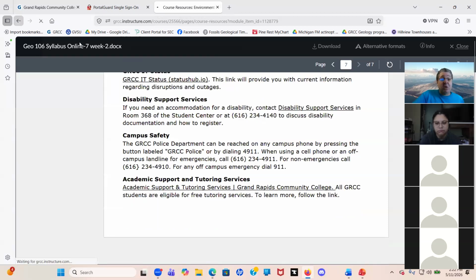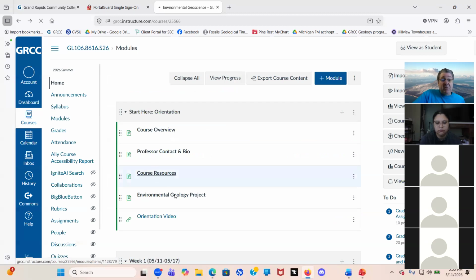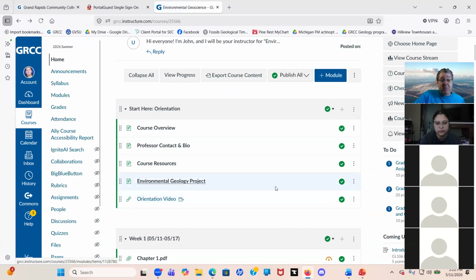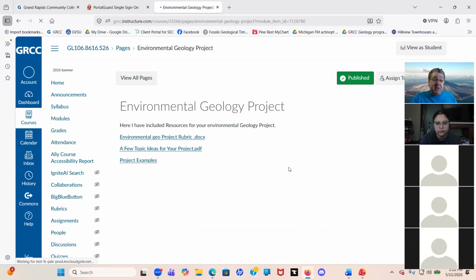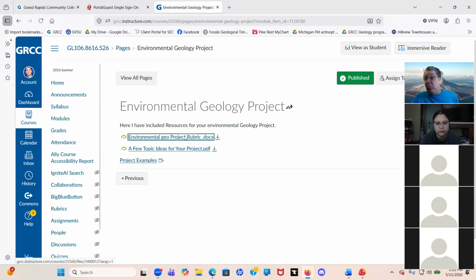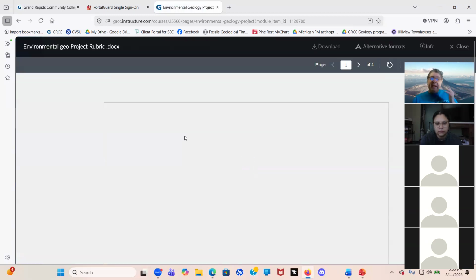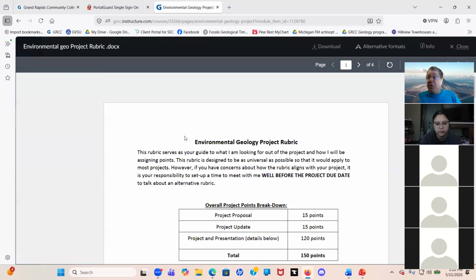All right. So, other than that, we also have information on the environmental geology project posted here as well. Here is the rubric to help guide you. I have made this rubric very open-ended on purpose to try to get you to run with your own ideas for this project. This rubric is designed to work with most projects, but it might not work with all projects. So if you don't think this rubric fits well for your project, reach out, talk to me. We can design another rubric for your project.